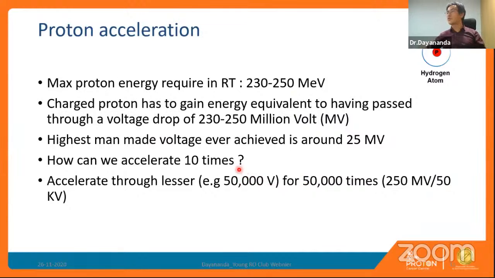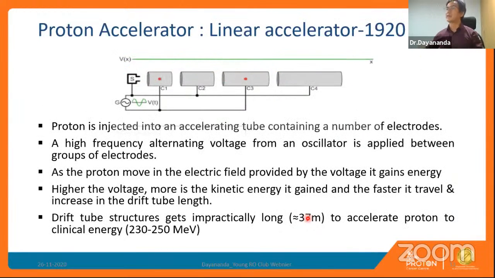Say, for example, to achieve 250 MeV, you have to accelerate this particular proton within this potential difference of 50 kilovolt for 50,000 times to achieve this required proton energy. The first thing which comes to our mind is the linear accelerator.